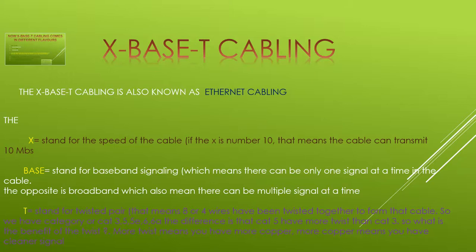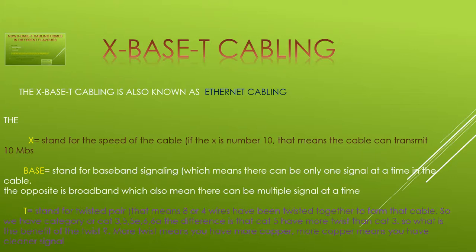The BASE in XBASET stands for baseband signaling, which means there can only be one signal at a time in the cable. The opposite is broadband, which means there can be multiple signals at a time in the cable. In XBASET, the T stands for twisted pair. That means 8 wires, or 4 pairs of wires, have been twisted together to form that cable.